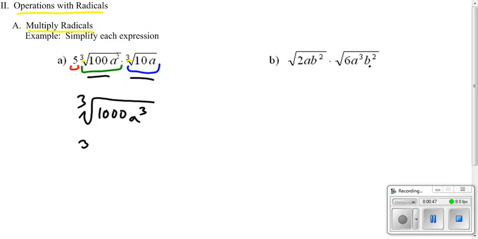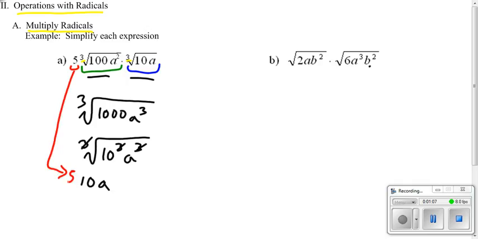Now from here we can recognize that 1,000 is the same as 10 cubed, and we still have our a cubed. So since we have two cubes and a cubic root, they essentially simplify each other out, and we're left with 10a. We still need to multiply that 5 out in front, and so in the end, 5 times 10a becomes 50a, and that is our final answer.